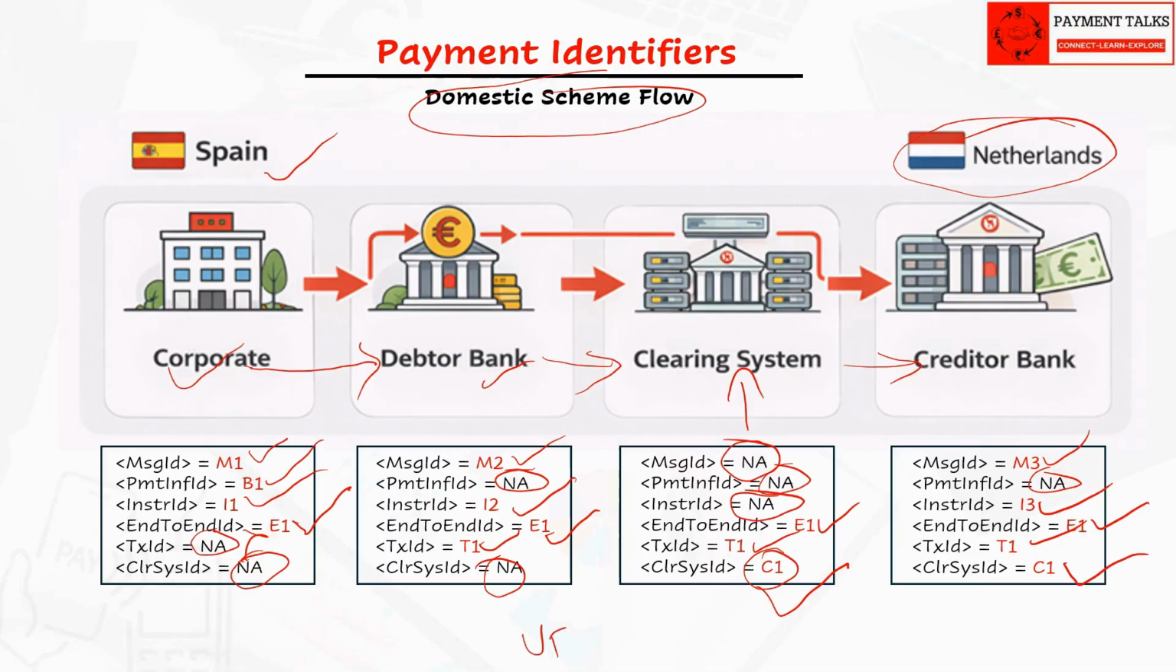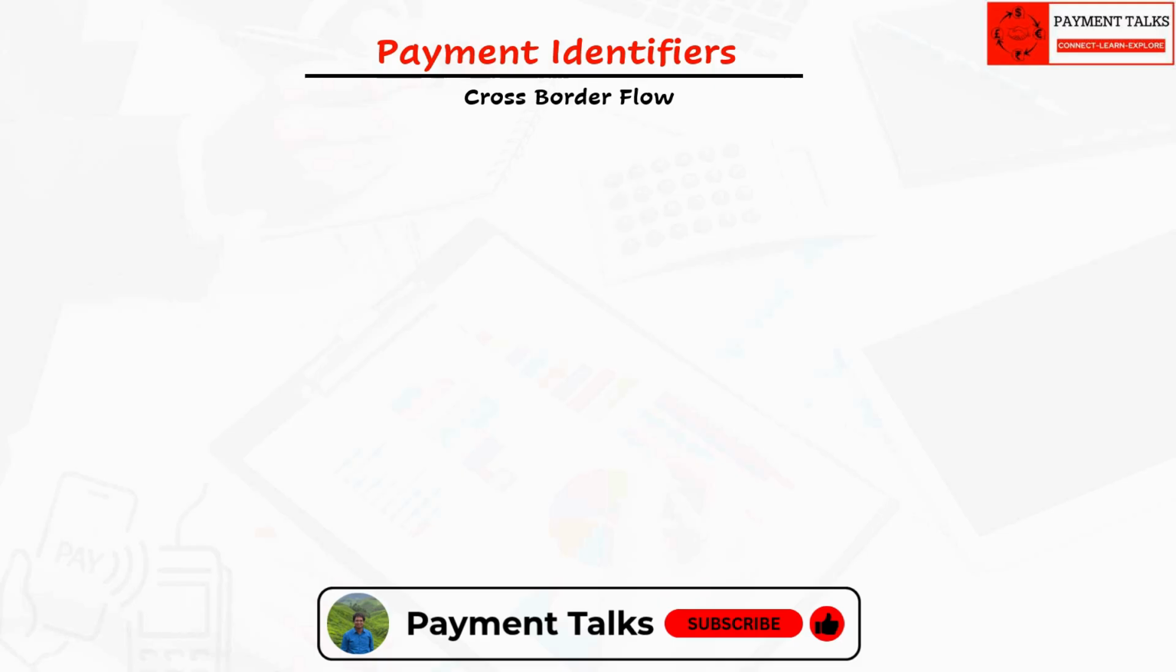UETR is not shown here as this is an exclusive domestic flow. UETR is primarily a cross-border tracking identifier. The next flow is the cross-border CBPR plus flow.